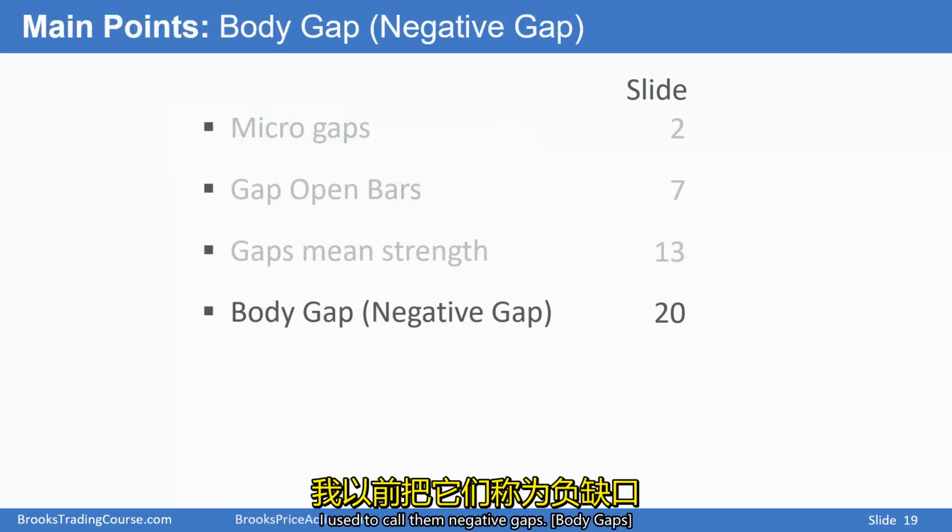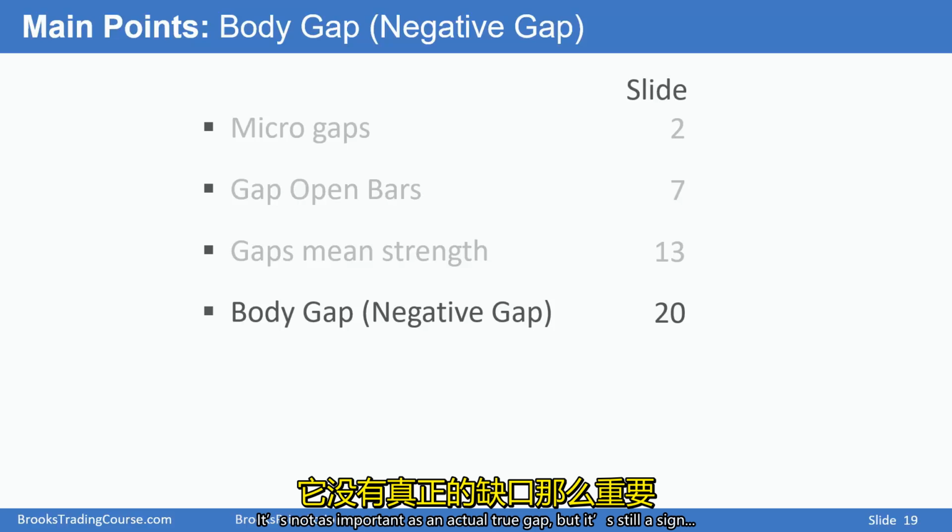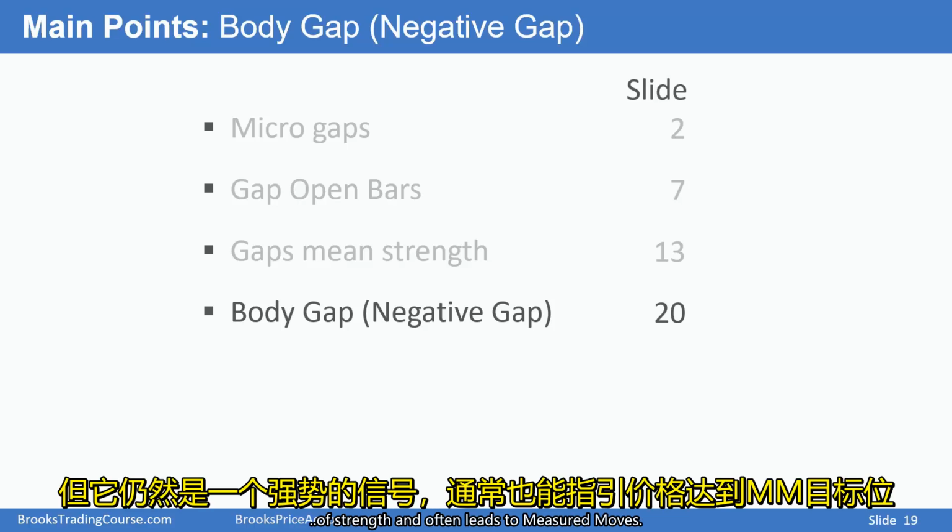Body gaps, I used to call them negative gaps. It's when you have a gap between bodies and not just between the tails. It's not as important as an actual true gap, but it's still a sign of strength and often leads to measured moves.